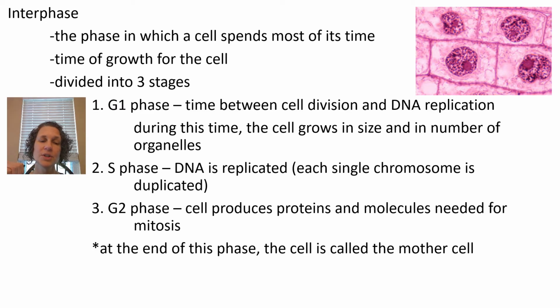And then you go through the G2 phase, so another growth phase. The cell produces proteins, produces molecules to go into the next phase of the cell cycle, which is mitosis. At the end of this phase, the cell is now a mother cell. So the cell is basically ready to give birth, to produce a new cell.